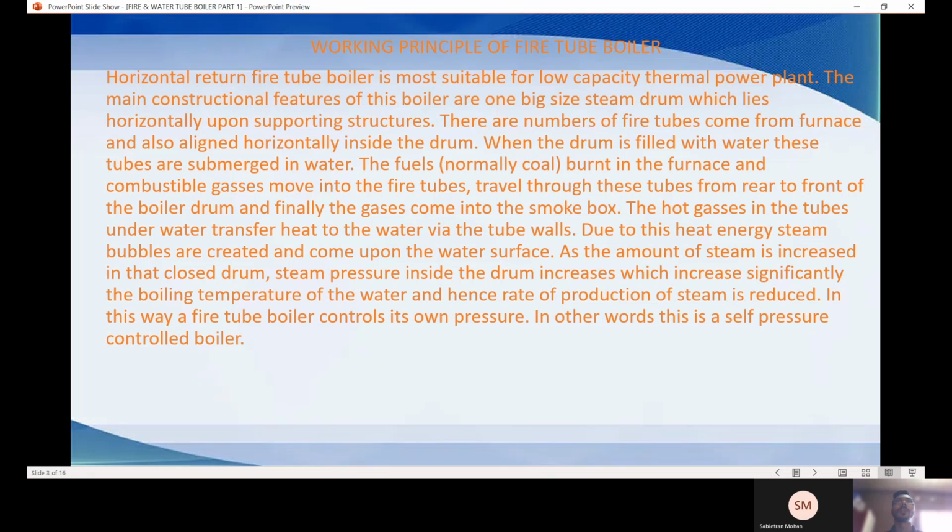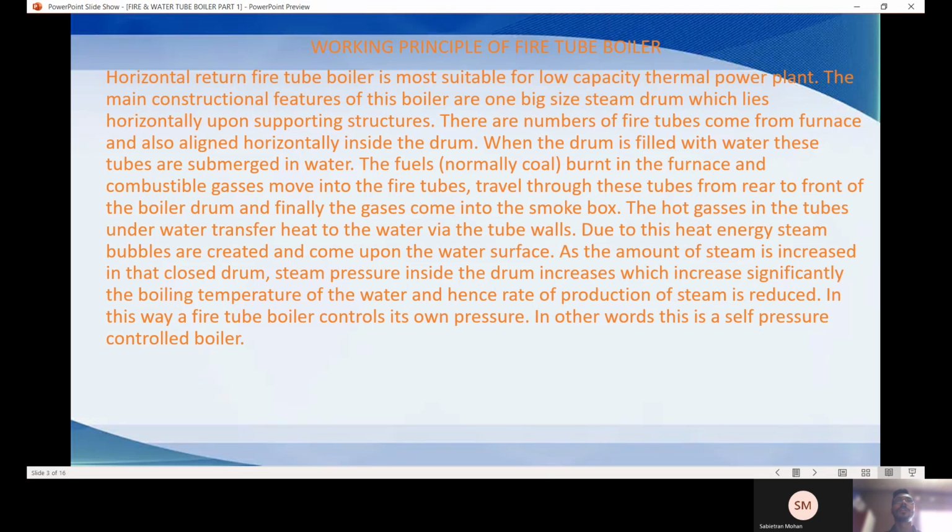Working principle of fire tube boiler. The horizontal return fire tube boiler is more suitable for low capacity thermal power plants. The main constructional features of the boiler are one big size steam drum which lies horizontally upon supporting structures. There are a number of fire tubes that come from the furnace and are also aligned horizontally inside the drum. When the drum is filled with water, these tubes are submerged in water.